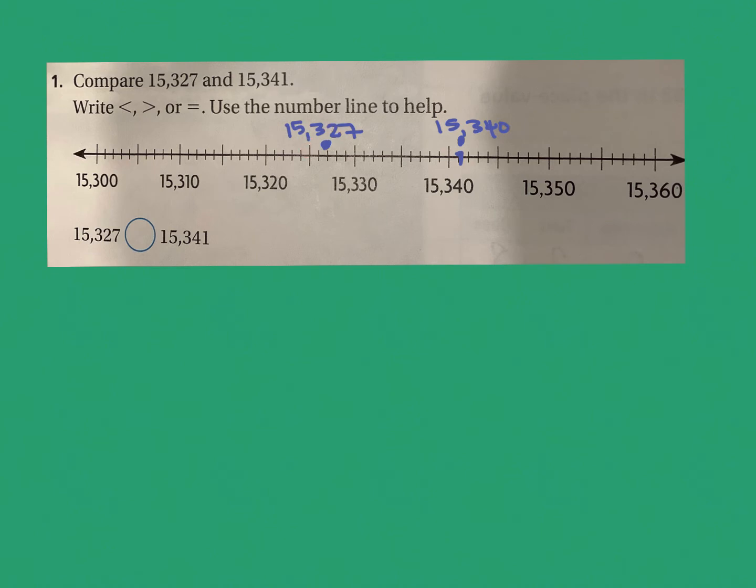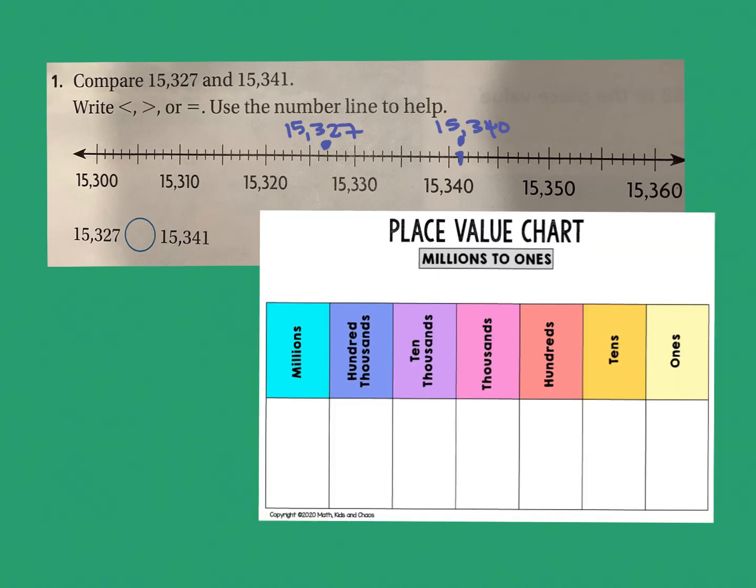I'll show it on the chart too, so you can see that way as well. All right, both of these numbers on the chart. We had 15,327 and 15,340. I start in the largest place value. In this case, it's 10,000. That was the same value. They each had one, which is 10,000.